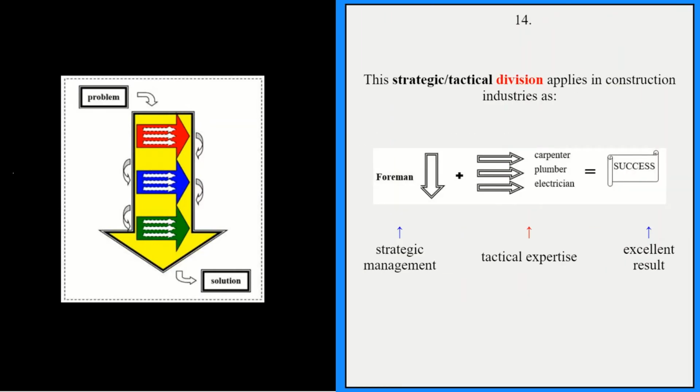This strategic tactical division applies in construction industries as shown in the diagram. The foreman has the strategic management. Other people, carpenters, plumbers, electricians, have tactical expertise, and the two groups work together to give a successful result.